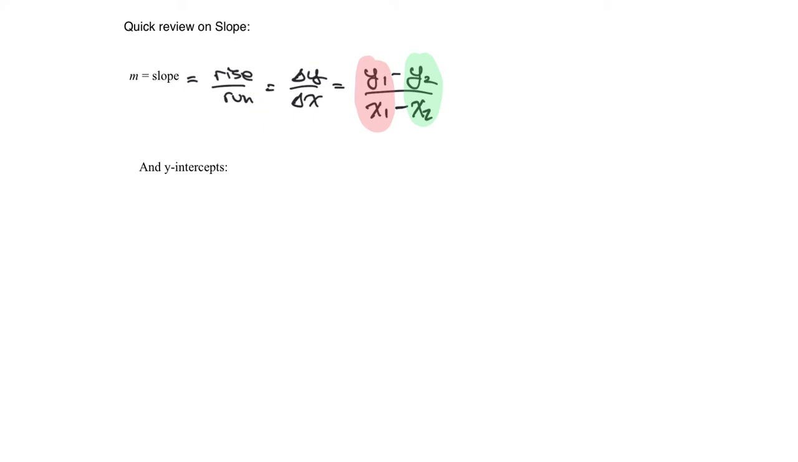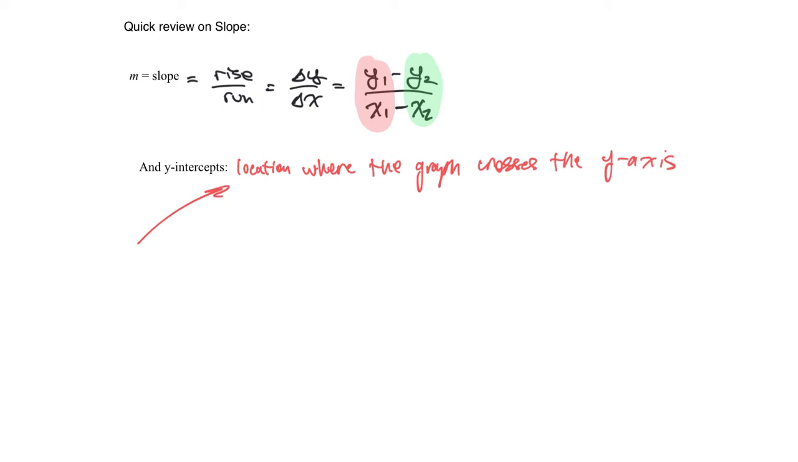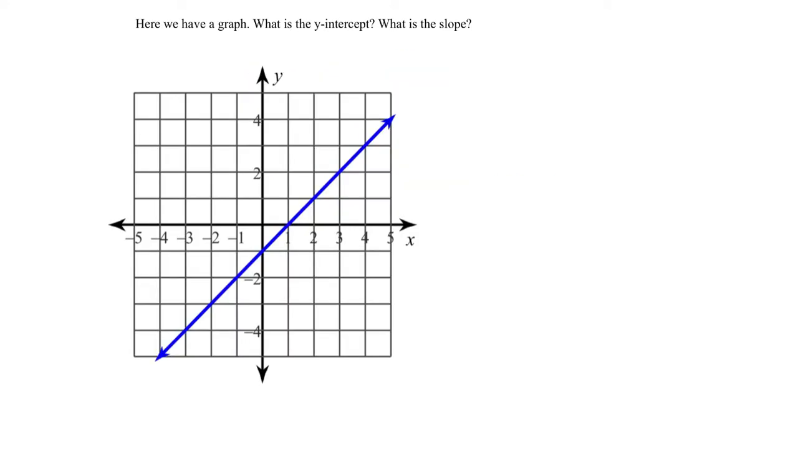And the y-intercept is a location where the graph crosses the y-axis. You should already have written this down. If you didn't, write it down now. So before we get into the weeds of writing these equations, let's look at this graph.